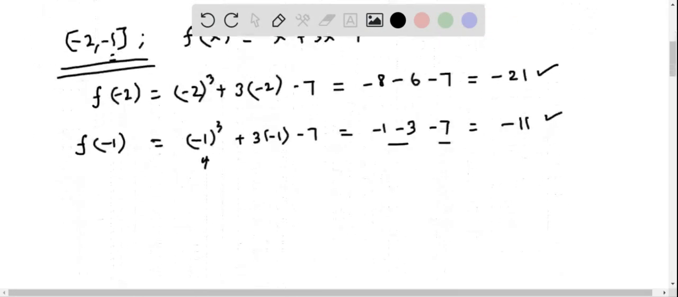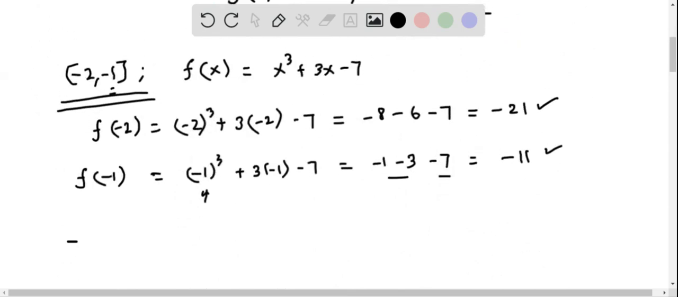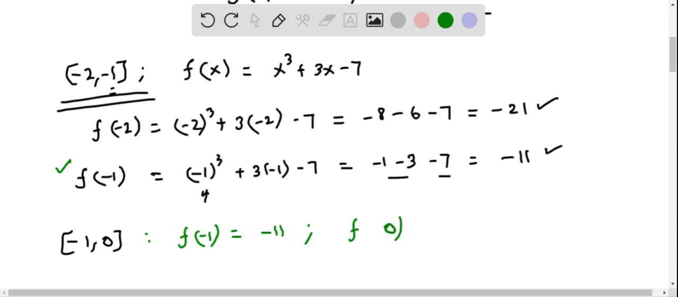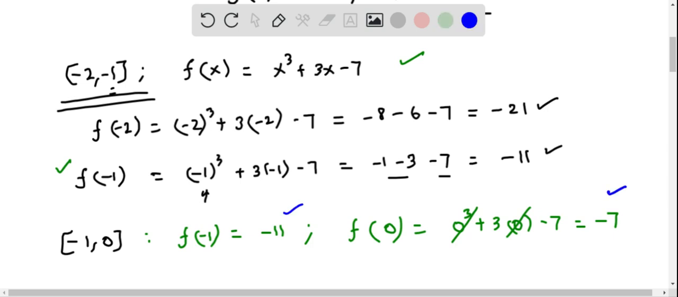So let's try the second interval, negative 1 comma 0. We have to find the same function values. We can utilize f of negative 1 which we already found, which is negative 11. Now let's find f of 0. We replace x by 0 in the function, so we get 0 cube plus 3 times 0 minus 7, which is negative 7. Now we have negative 11 and negative 7, and 0 does not lie between them. So even in this interval the function does not attain 0, and we can ignore this. We already ignored the first and now we ignore the second.